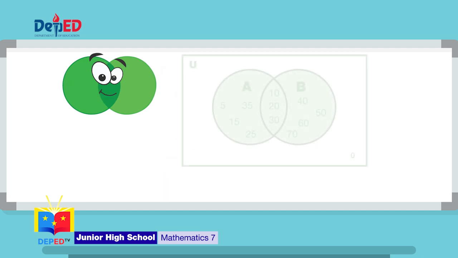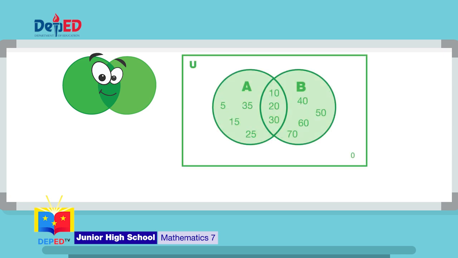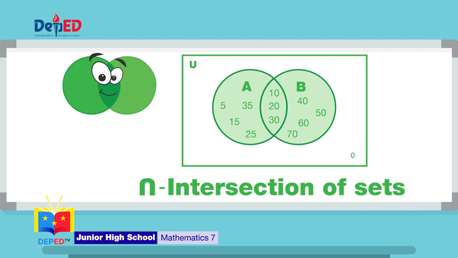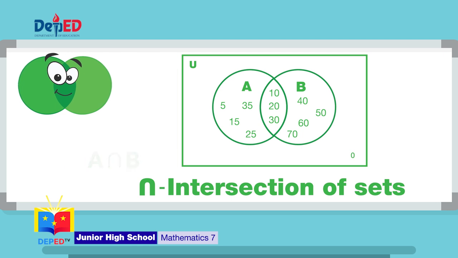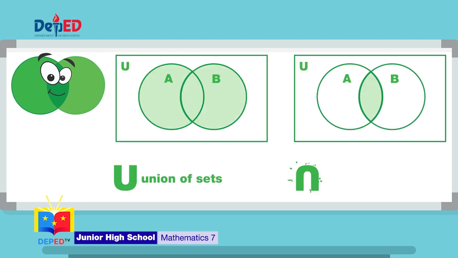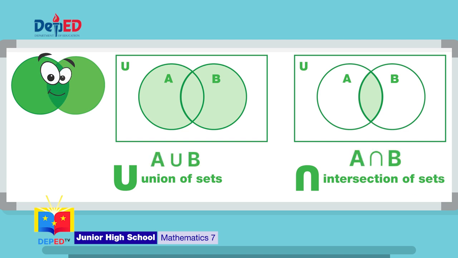Now, what do we call that region where the two sets intersect or overlap? Intersection? Yes! The subset containing the three elements common to both A and B is called the intersection of the two sets. In this case, we refer to it as A intersect B. In this segment, it is important to remember the two set operations that were just introduced to you today, the union and intersection of sets. We use the symbol U to denote the union of sets and inverted U to denote the intersection of sets.